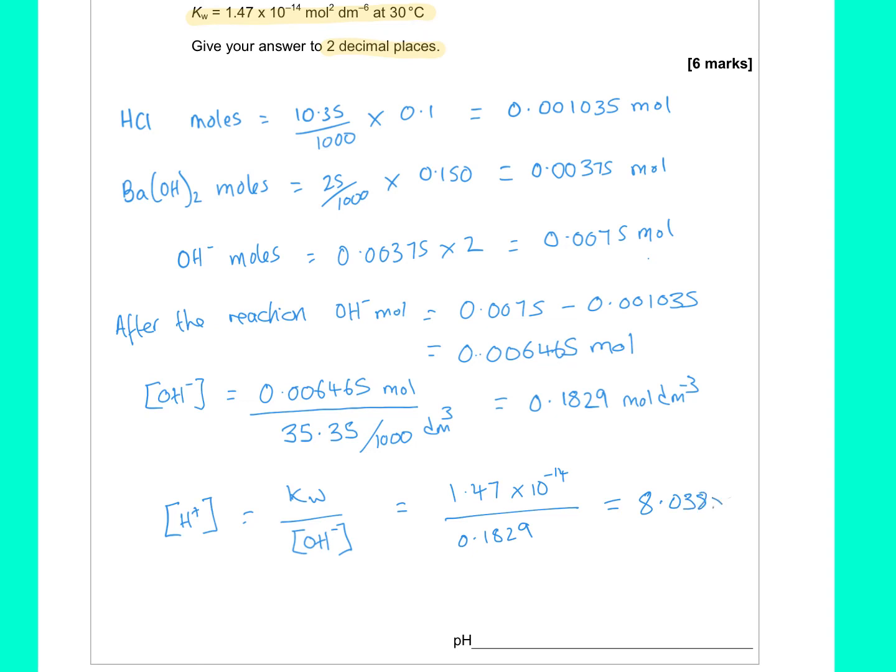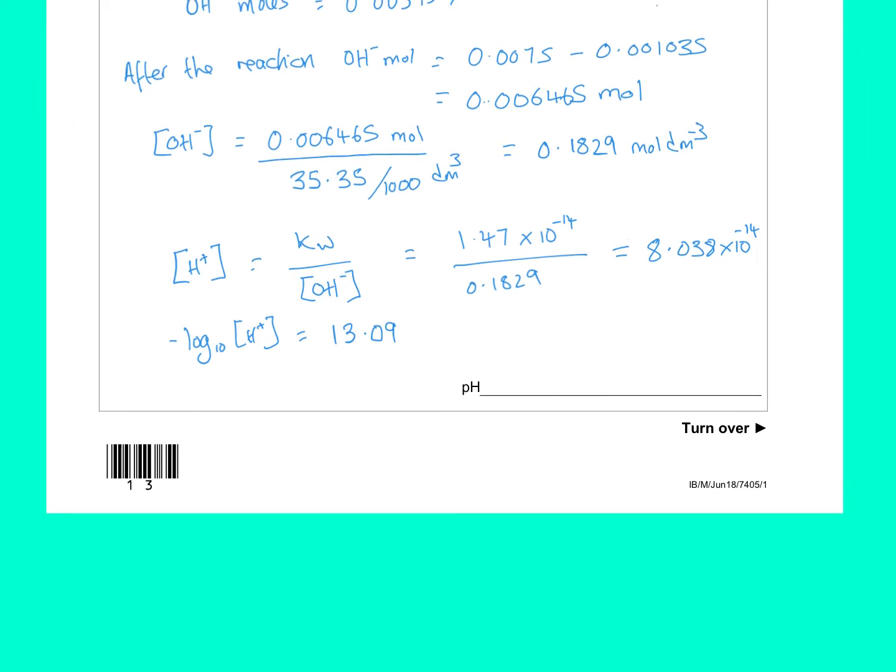So the hydrogen ion concentration is 8.038 times 10 to the minus 14. So we know our pH is going to come out as between 13 and 14. So it's log to base 10 of 8.038 times 10 to the minus 14, remembering we need to do negative log to base 10. If we plug that into a calculator, it comes out as 13.09, always giving pH to 2 decimal places.